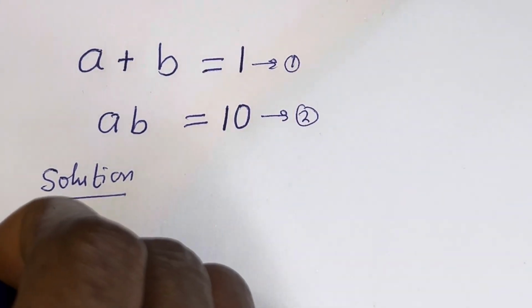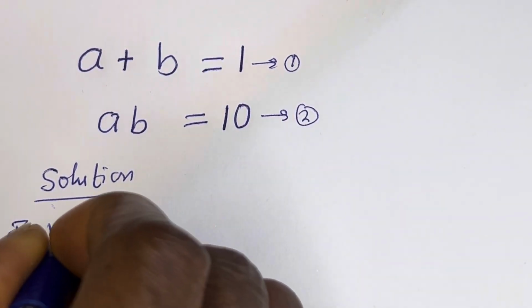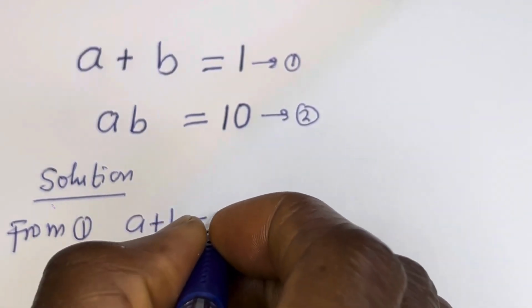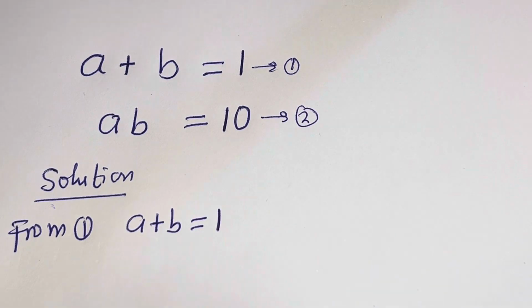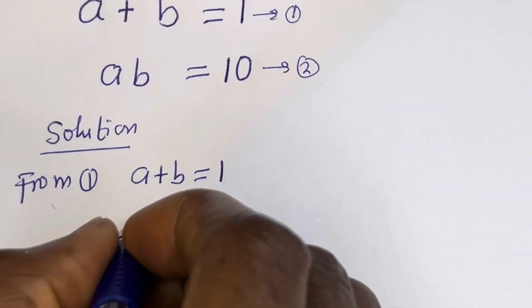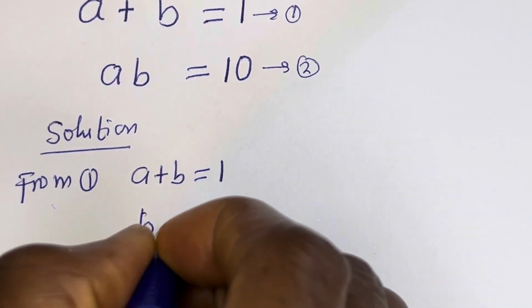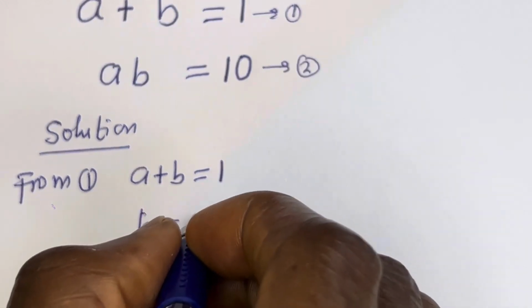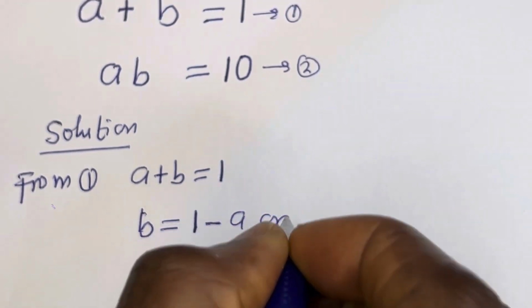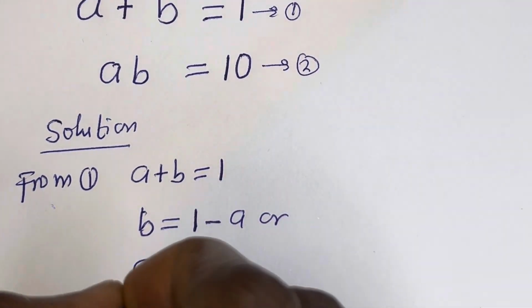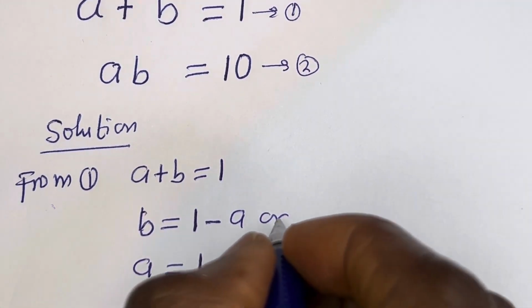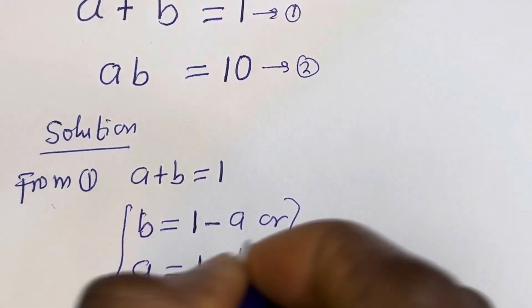From equation 1, a plus b is equal to 1. Then b is equal to 1 minus a, or a is equal to 1 minus b. Now let's call this equation 3.